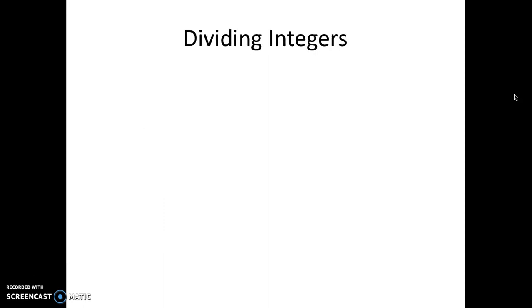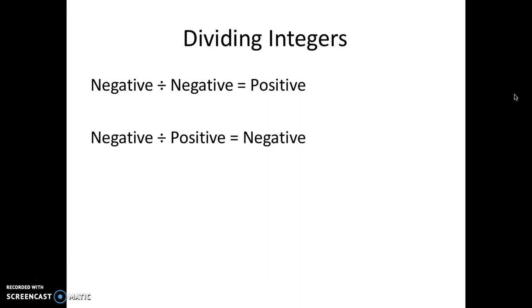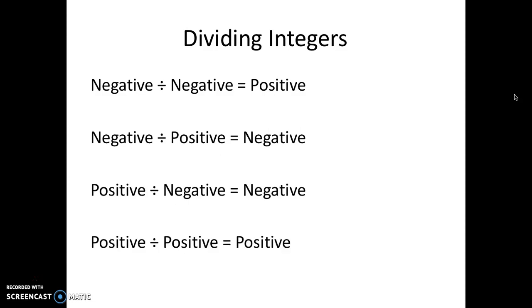Now dividing integers, you're going to find out that the rules are exactly the same as multiplying. So once you have one down, you've got them both. A negative divided by a negative is equal to a positive. The signs are the same, so it's positive. A negative divided by a positive equals a negative. The signs are different, so it's negative. Same thing, the opposite: a positive divided by a negative equals a negative. And a positive divided by a positive equals a positive.